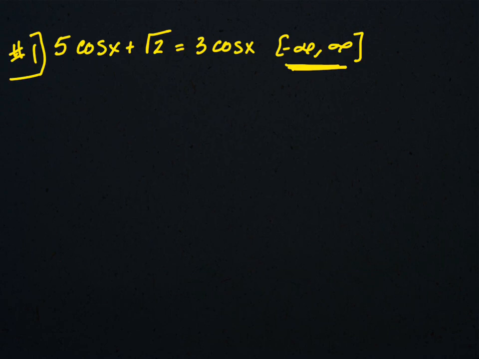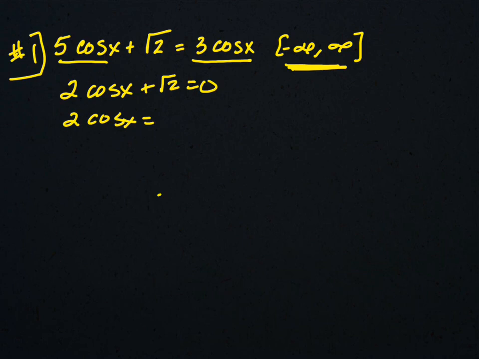So basically, let's get everything that's cosine on the same side. So I have a 5 cosine x and a 3 cosine x. I'm going to subtract 3 cosine x from both sides. So I get 2 cosine x plus the square root of 2 equals 0. So 2 cosine x equals negative square root of 2. So cosine x equals negative square root of 2 over 2.